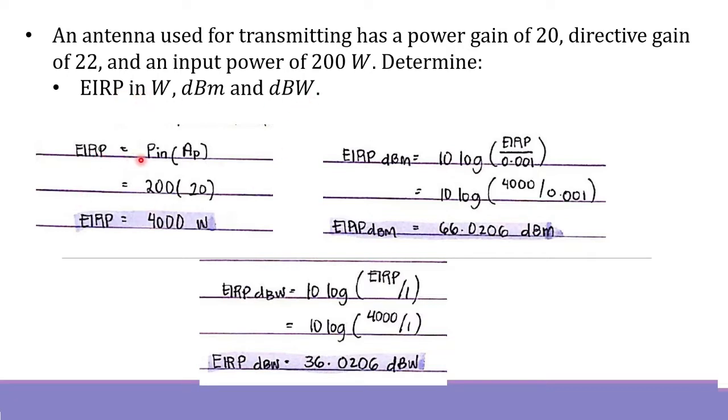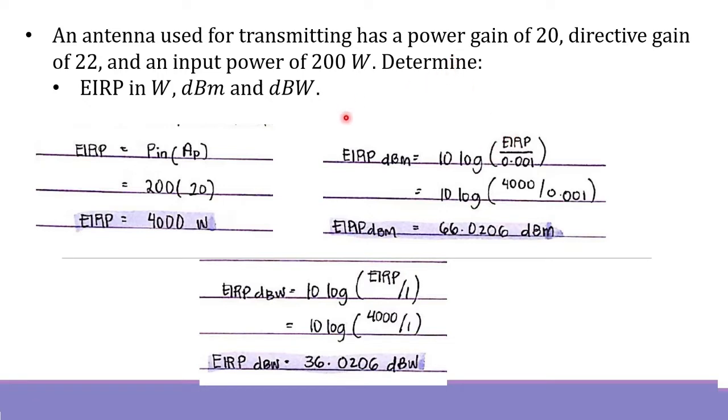So first, EIRP is equal to input power multiplied by power gain. On our question, the two are given, which is we have the input power of 200 watts and the power gain of 20. So we multiply 200 by 20, we will have the EIRP as 4,000 watts.